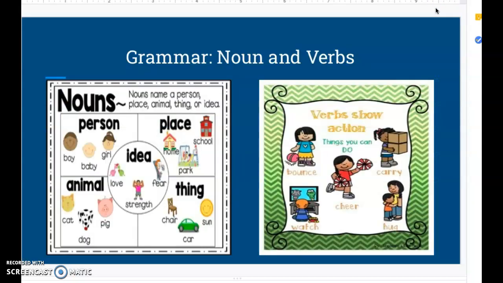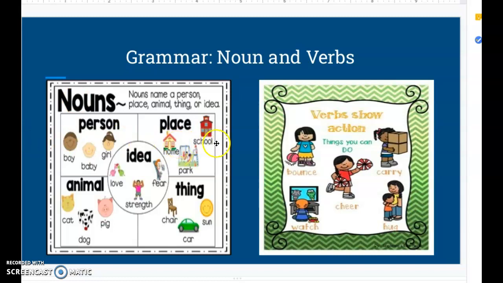Our last skill that we're going to practice today is nouns and verbs. Remember that a noun is a person, a place, a thing. It can be an animal or an idea. I know you guys have talked about it in your classroom. It can be your mom, your dad, your teacher, your brothers or sisters.